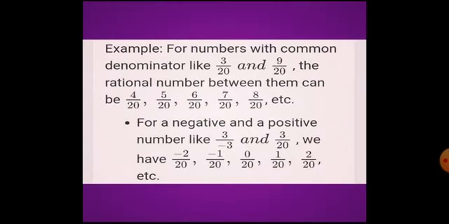Next is the case of numbers with a common denominator, like 3 upon 20 and 9 upon 20. If we have two rational numbers with the same denominator, for example 3 upon 20 and 9 upon 20, both have the same denominator 20. In this case, because the denominator is the same, we can easily write down all the numbers that lie between 3 and 9.